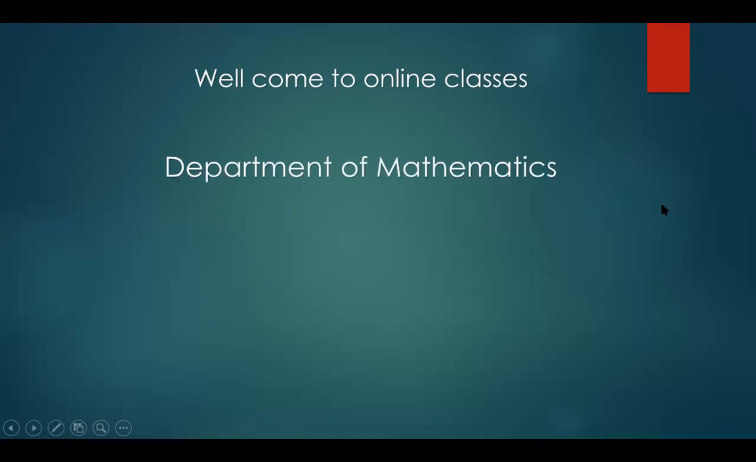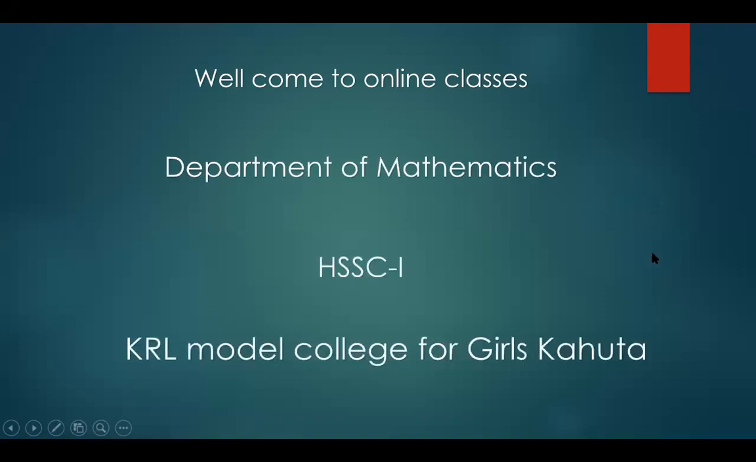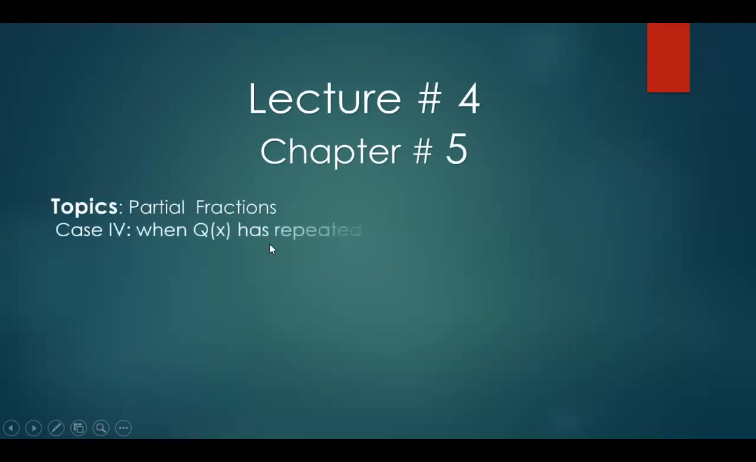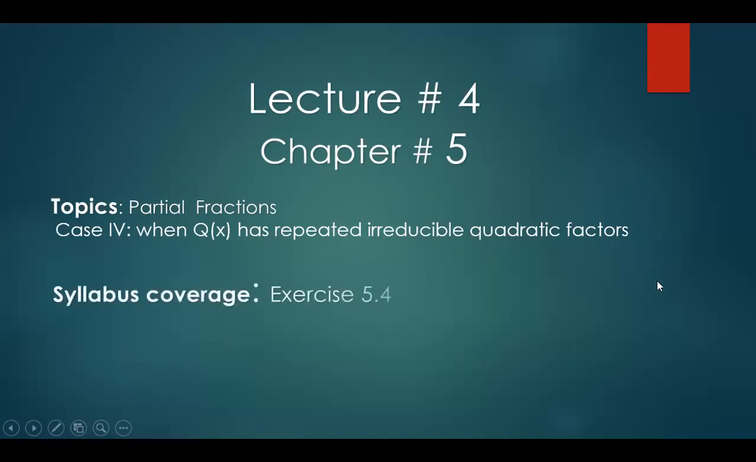We have studied HSSC 1 Mathematics. This is lecture number 4 and chapter number 5. Today's topic is partial fraction case 4, when Q of x has a repeated irreducible quadratic factor, and in this lecture we will cover exercise 5.4.